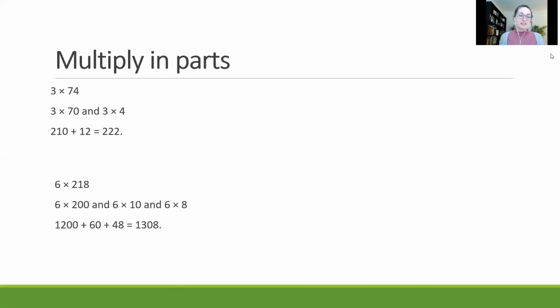Same thing for 6 times 218. I could even break it down into 3 parts. So I could do 6 times 200, 6 times 10, and 6 times 8. And when I put all those together, I get 1200 for the 6 times 200, 60 for the 6 times 10, and 48 for the 6 times 8. And altogether, I add those together to get 1308.